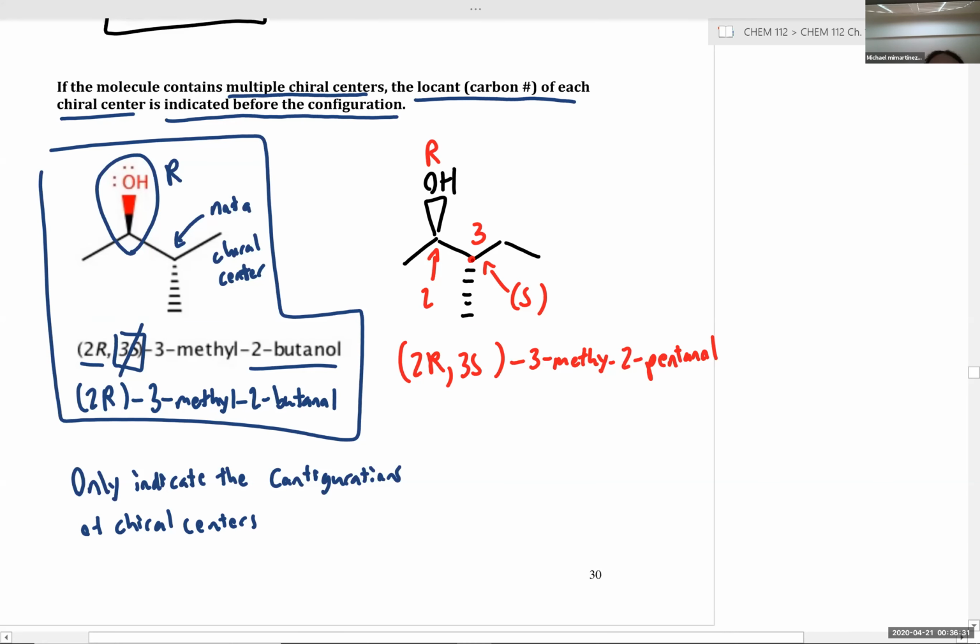Does everyone understand why carbon 3 is chiral in this structure on the right, and ergo why we have to provide the configuration in its name? Does that make sense to everyone?